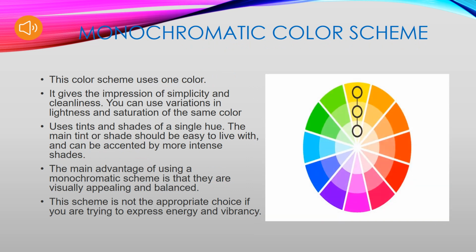Next, we are going to look at the monochromatic color scheme. Mono means one, so this color scheme uses one color. It gives the impression of simplicity and cleanliness. You can use variations in lightness and saturation of the same color. Use tints and shades of a single hue. The main tint or shade should be easy to live with and can be accentuated by more intense shades.